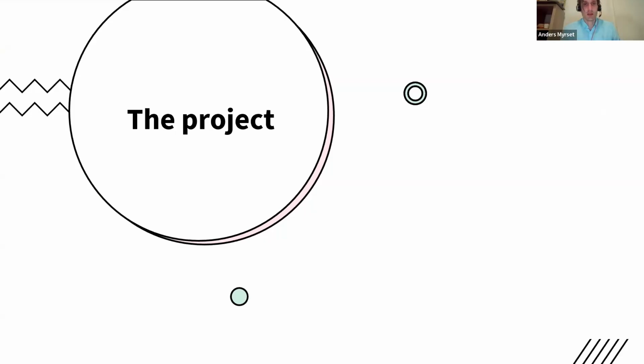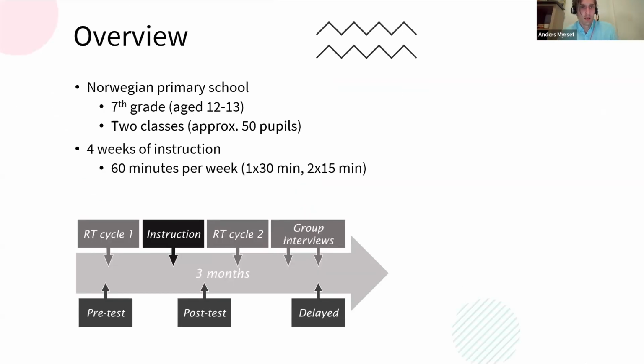So that brings us to my project. And just to give you an overview, like I mentioned initially, what I'm presenting today was part of my PhD project. The study was set in a Norwegian primary school, more specifically 7th grade. That's the last year of primary school in Norway, and the learners are aged 12 to 13. I had two classes, approximately 50 pupils. The reason I'm saying approximately is that I had one learner who did not consent to participating. So she was part of the instruction, but she was not part of any data collection.